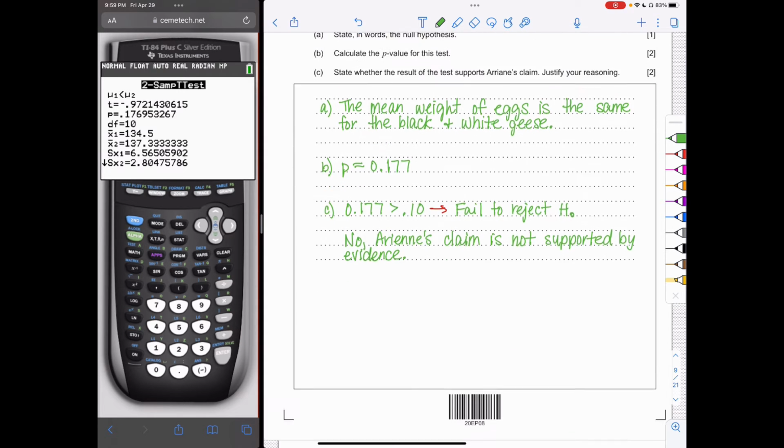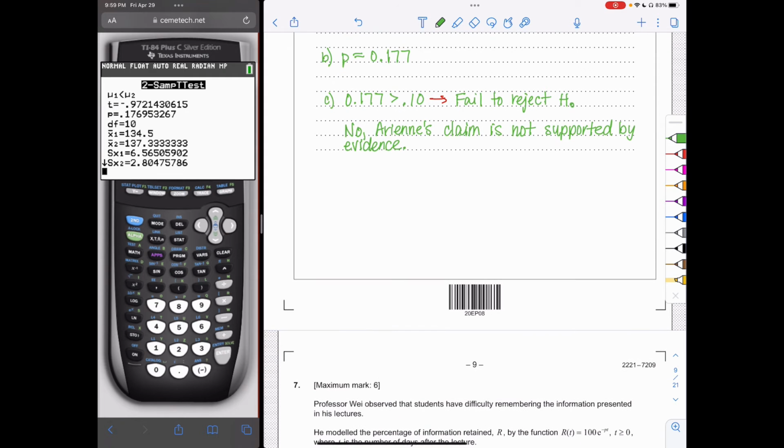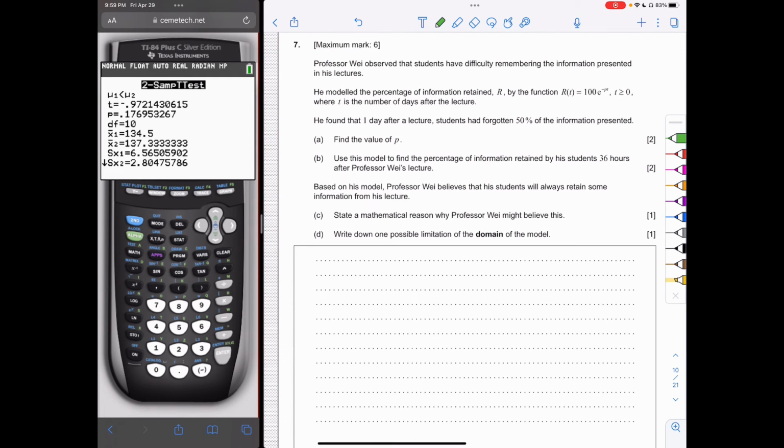All right. So now let's look at number 7. It says, Professor Wee observes that students have difficulty remembering the information presented in his lectures. He modeled the percentage of information retained or kept, which is R, by the function R of t equals 100 e to the power of pt, where t has to be greater than or equal to 0, and t is the number of days after the lecture. He found that on day 1 after the lecture, the students have forgotten 50% of the information presented.